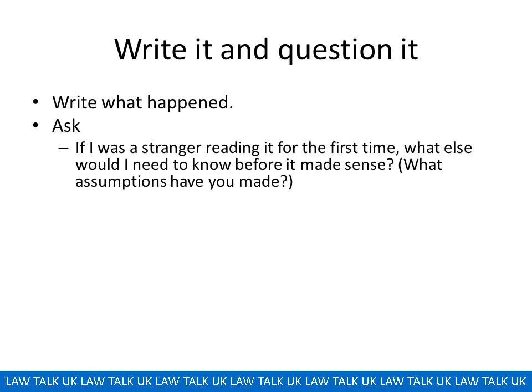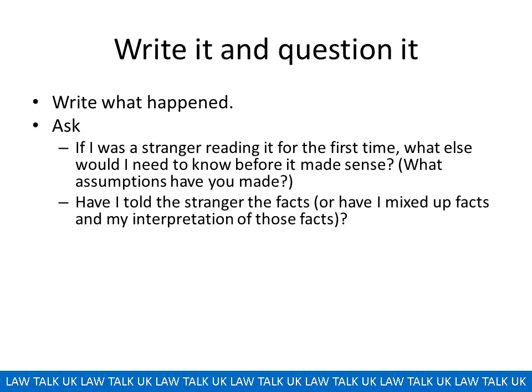If I was a stranger reading this for the first time, what else would I need to know before it makes sense to me? Ask yourself whether you've told the stranger the facts, or have you simply mixed up facts with your interpretation of those facts. Using the column method and the table method should help you to avoid that and to give a much clearer version of events to the barrister who you wish to spend time dealing with your problem.